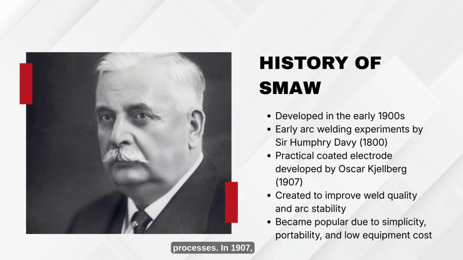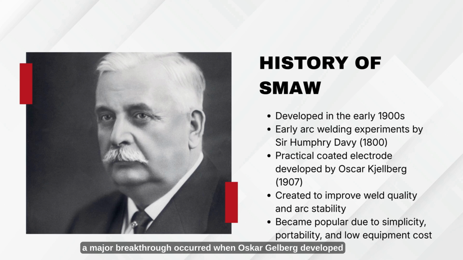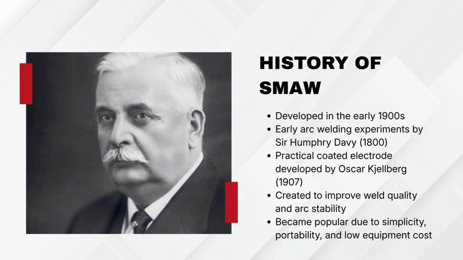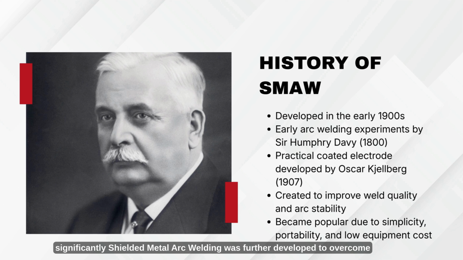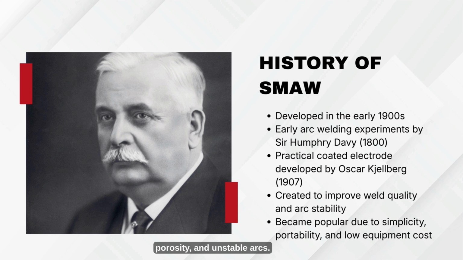In 1907, a major breakthrough occurred when Oskar Jelberg developed the first practical coated electrode. The introduction of flux coating significantly improved arc stability and weld quality by protecting the molten weld pool from atmospheric contamination. Shielded metal arc welding was further developed to overcome common welding problems such as oxidation, porosity, and unstable arcs.